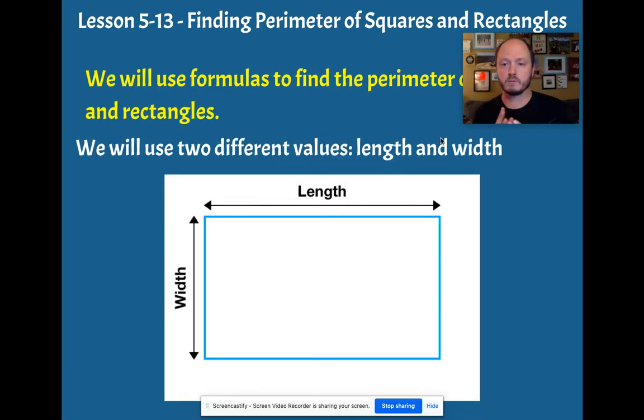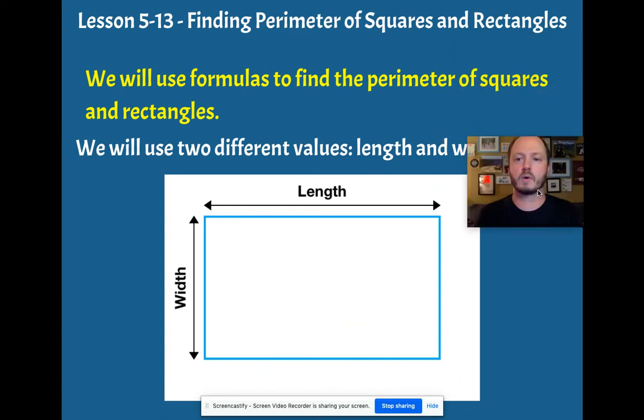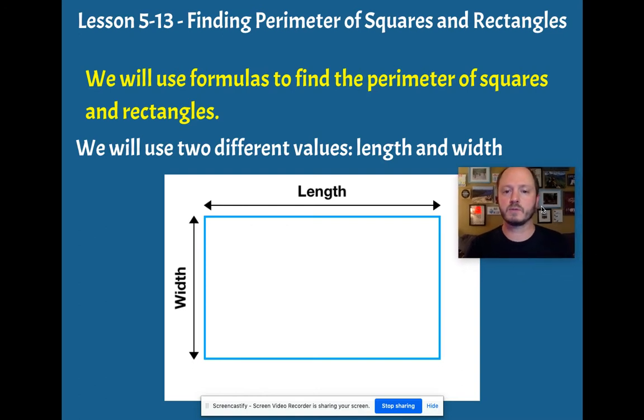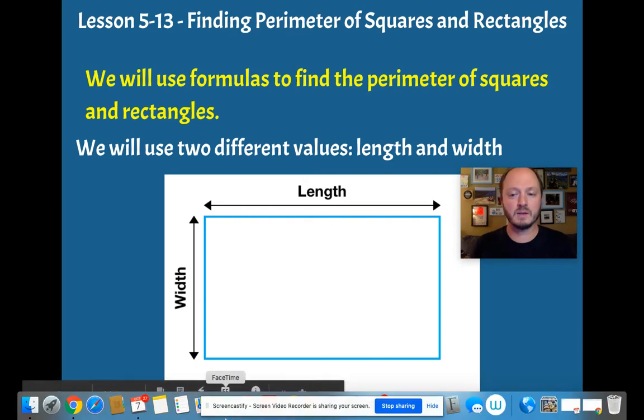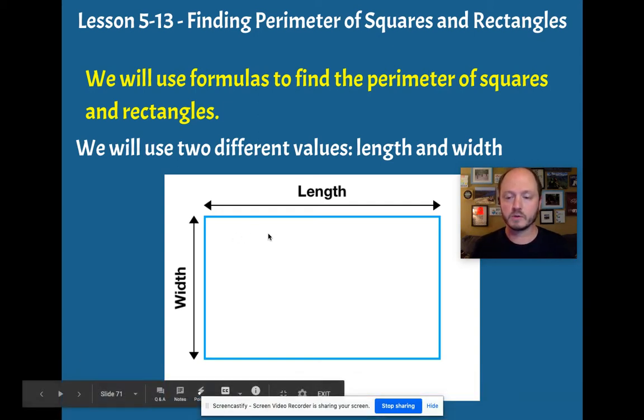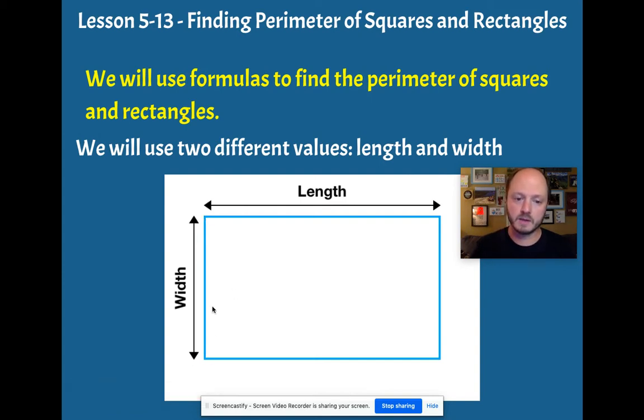We are going to be using some formulas to find the perimeter of squares and rectangles. And we're going to be using two different values, length and width. Now, technically, length really isn't one thing or the other. But generally, length is the longer of the two sides of a rectangle. And then the width is the side that is adjacent to it, which is a fancy word for next to. So width is right next to length.